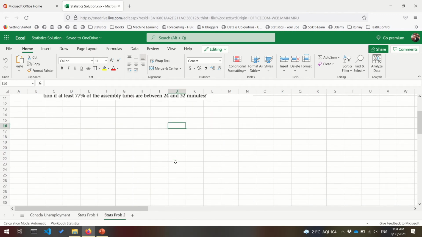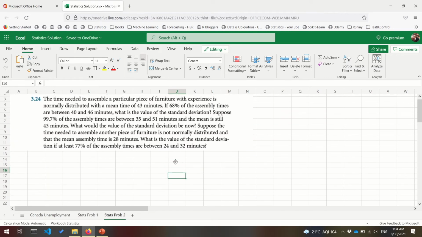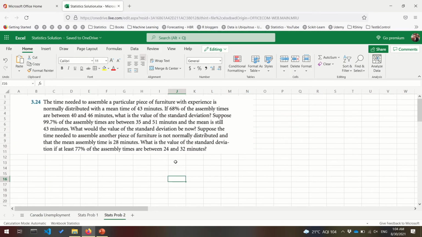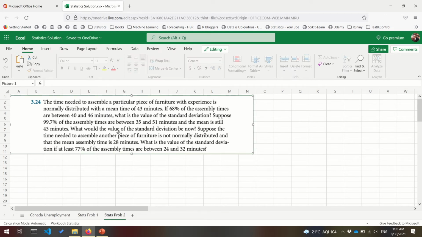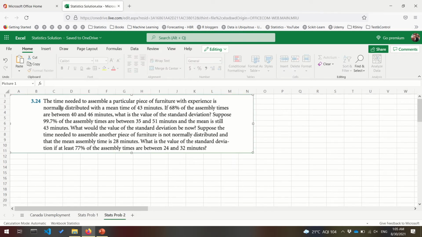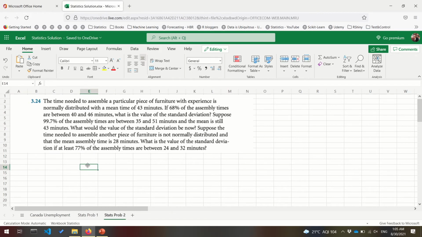Let's take another example of the empirical rule and Chebyshev's theorem. The time needed to assemble a particular piece of furniture with experience is normally distributed. Good, very good. It's a normal distribution. That's a good thing.